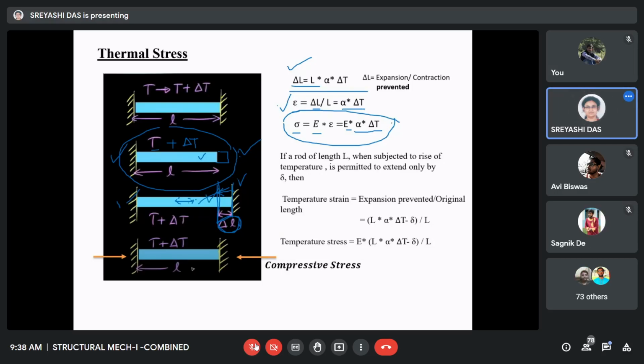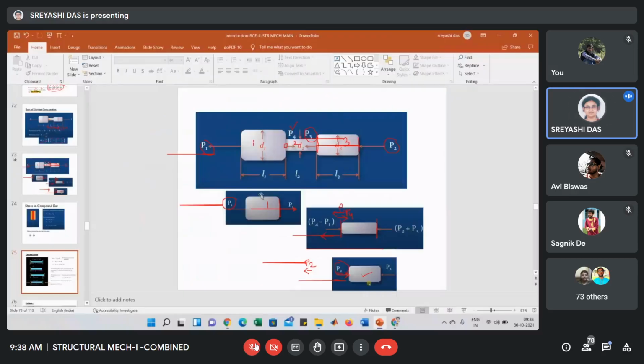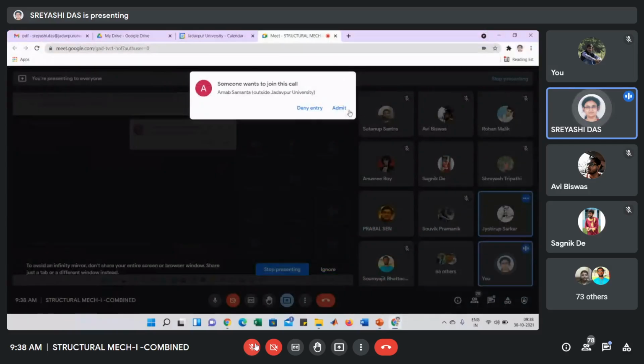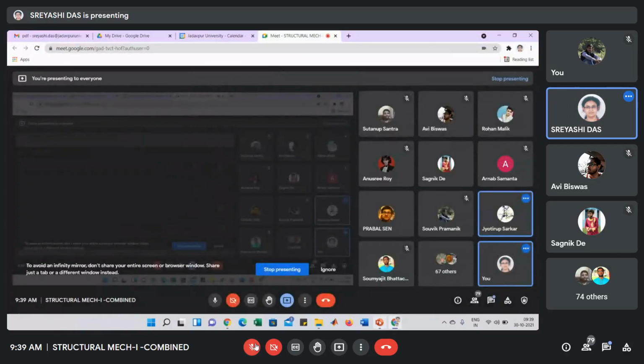So you can see that the stress produced here is independent of the length of the member. It just depends on the modulus of elasticity, coefficient of expansion, and change in temperature. Okay. So that means whenever a member is free to expand due to temperature, then no stress is produced there.